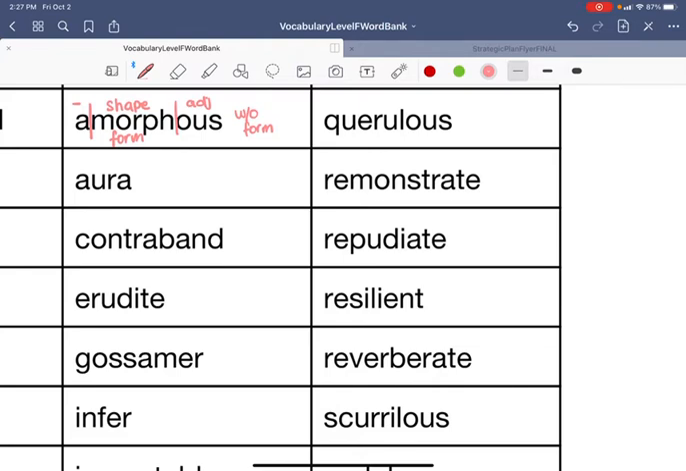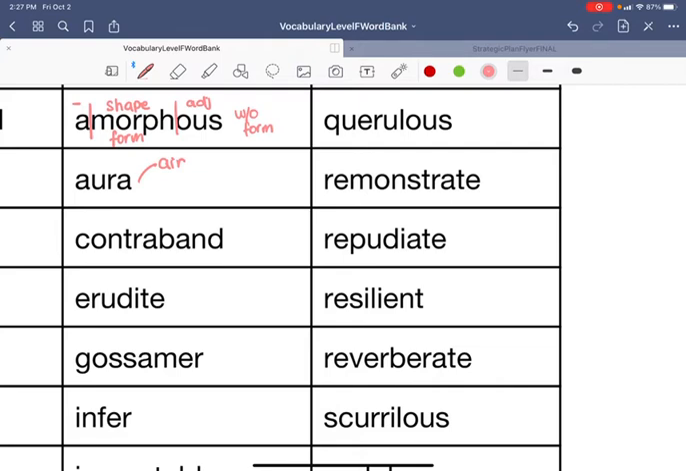We're going to move on to the next word. This word, you can't really break it down. Aura, it has Greek and Latin roots, and it just means air. So you have this air. It could be positive, negative. It's very neutral.